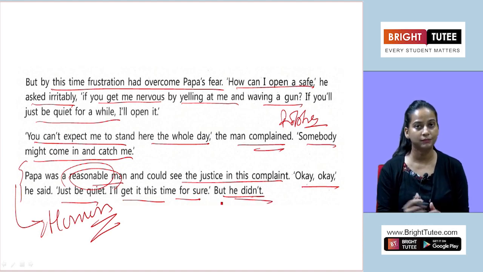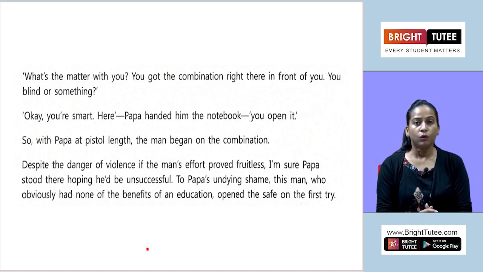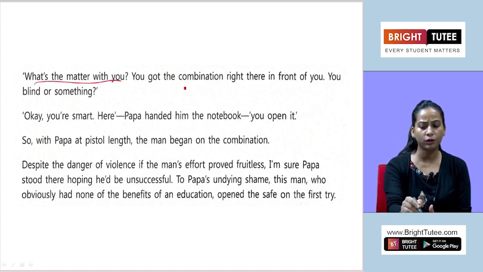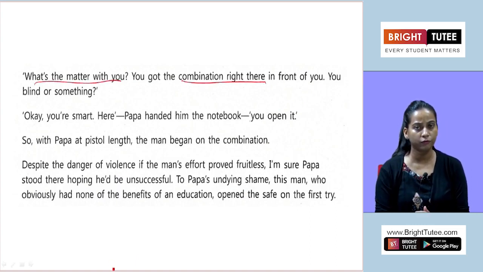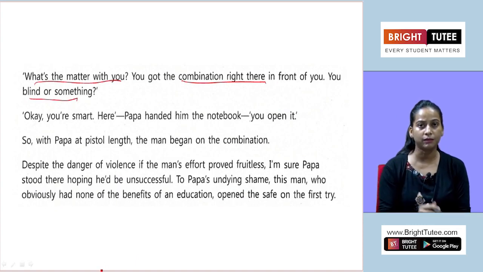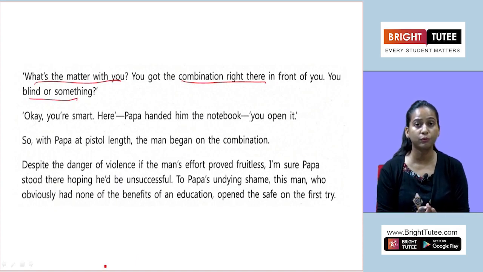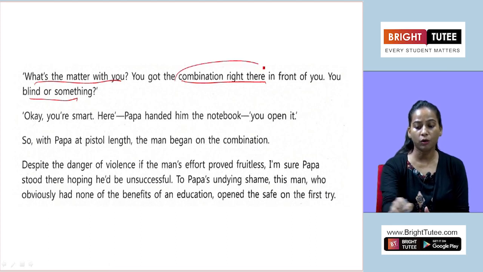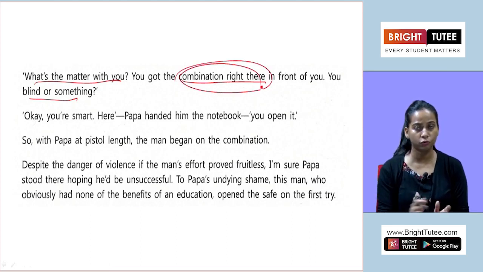But the result was he did not. "What's the matter with you? You got the combination right there in front of you. You blind or something?" Then the man got angry. Okay, what's the problem with you? The combination is already given in front of you. You have opened up your diary and found it. Then why are you not able to? Are you blind or something else?